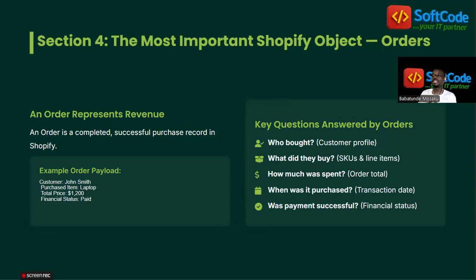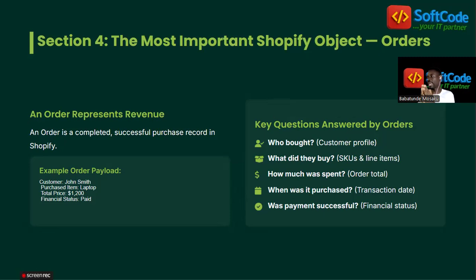An example of an order is: the customer John Smith is the name, what you want to purchase is the laptop, the total price is 1,200, and the financial status is paid. When an order has been marked paid, it means that the payment has been processed successfully. So what the order will answer for us in our integration is: who bought? The customer, John Smith. What did the customer buy? The line items will contain the SKU, the ID, for us to know what he bought. You can't just say laptop, so that's why the line items, the SKUs, the IDs are important.